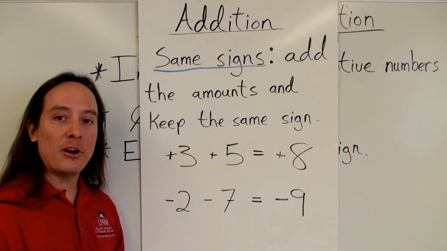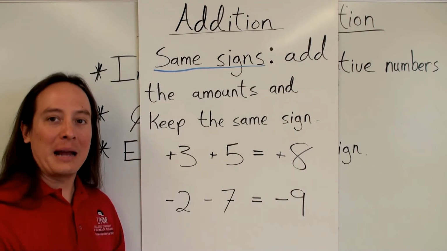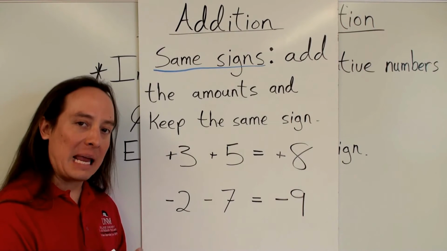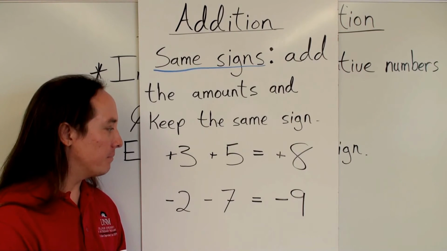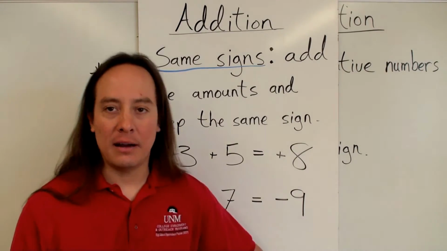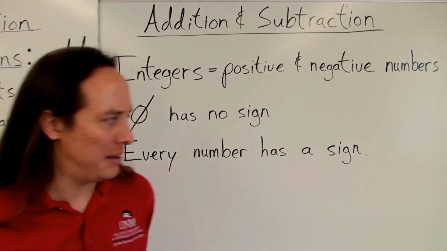So how do we add and subtract? Oh, I'm not subtract. How do we add? We add the numbers or the integers when they're both the same sign. Okay? Same sign, add them together, keep the same sign. And that's it.